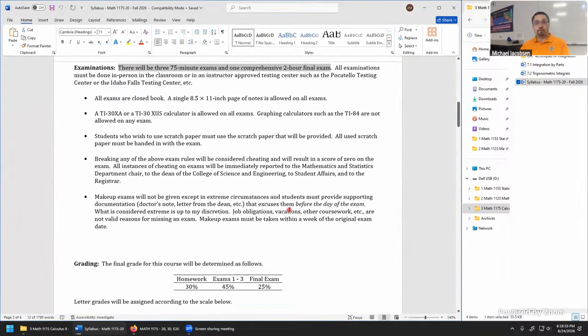Well, that's how exams are going to work in class. All exams will be closed book. We'll be allowed a page of notes of that size, both sides, either handwritten or machine typed. A calculator is allowed on exams. It can't be a graphing calculator. That's the only type that's forbidden. But any basic scientific calculator will do just fine.